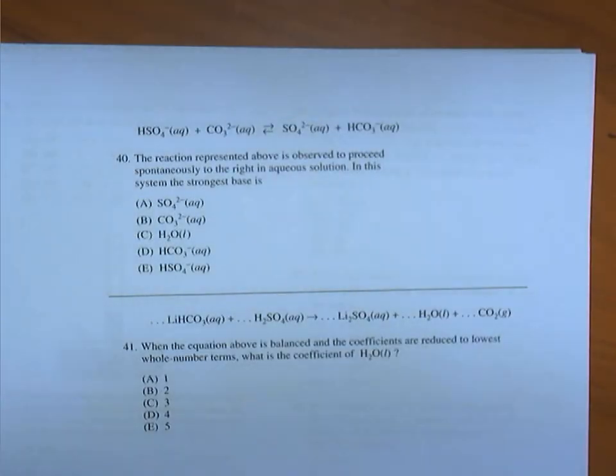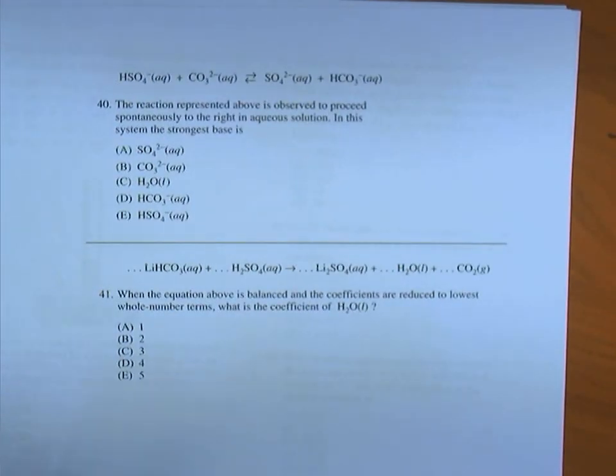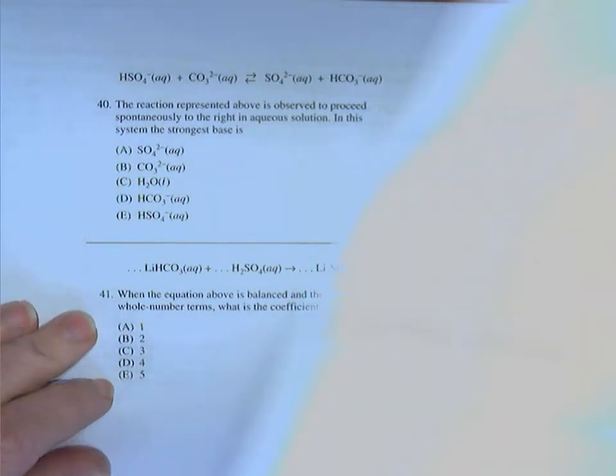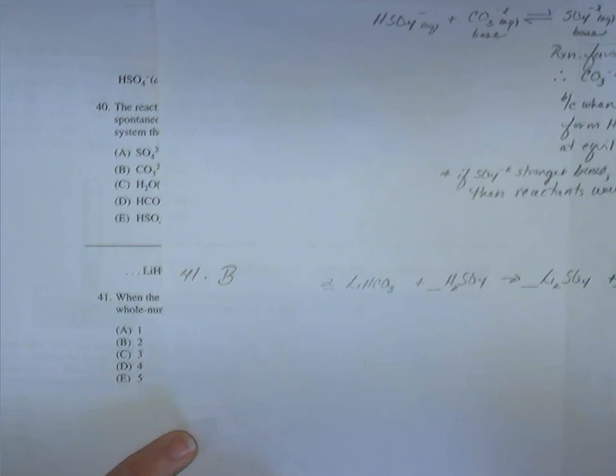41 is just dealing with balancing. I checked it really quickly to see if this was an oxidation reduction reaction, and no, that's not what's involved here. So you just have to do your balancing, and we get a coefficient of 2 on the water.